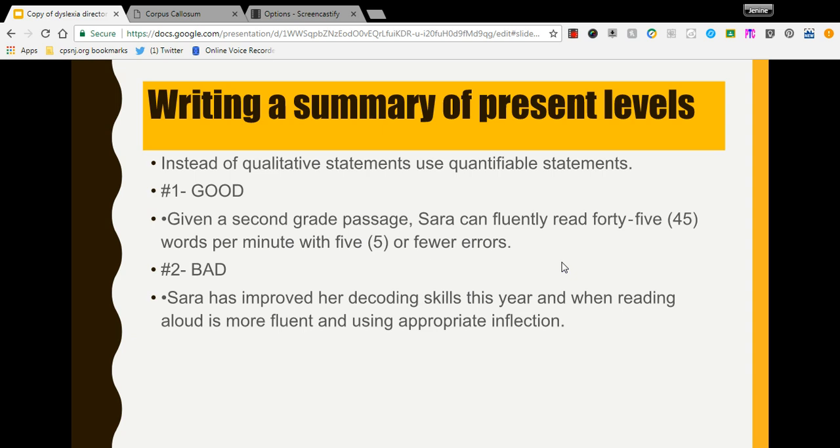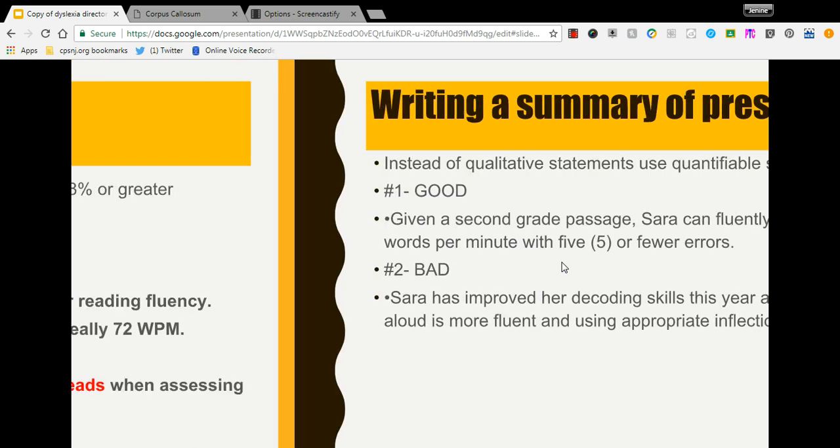So here's an example of a bad present level statement. Sarah has improved her decoding skills this year, and when reading aloud is more fluent and using appropriate inflection. So this is not supported by any type of data, or there's no quantifiable information in this. So it's a very subjective statement that wouldn't hold up in court and wouldn't hold up to measure progress. So a good way to write this would be, given a second grade passage, Sarah can fluently read 45 words per minute with 5 or fewer errors.